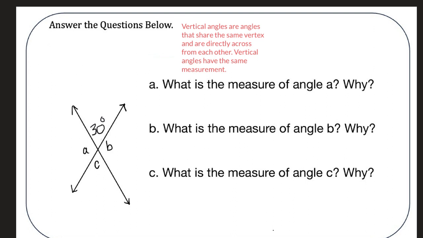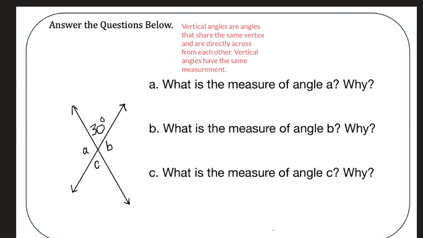So in this first part, vertical angles are angles that share the same vertex and are directly across from each other, or they can be top to bottom from each other. Vertical angles will always have the same measurement. Think of a pair of scissors. If you open and shut them, that part is always the same.